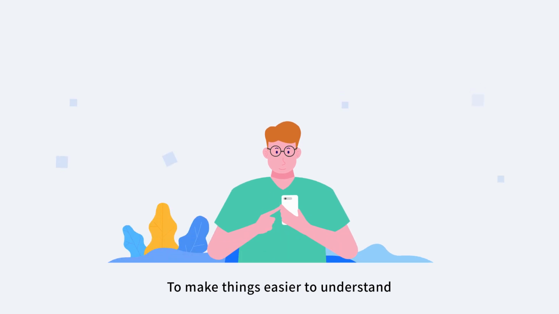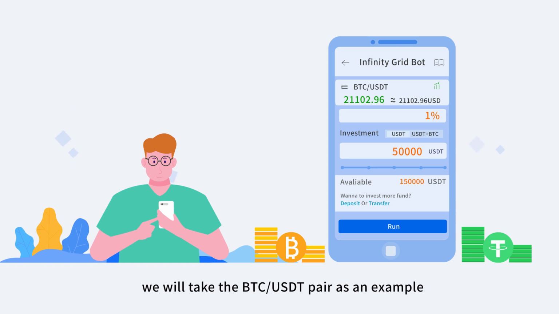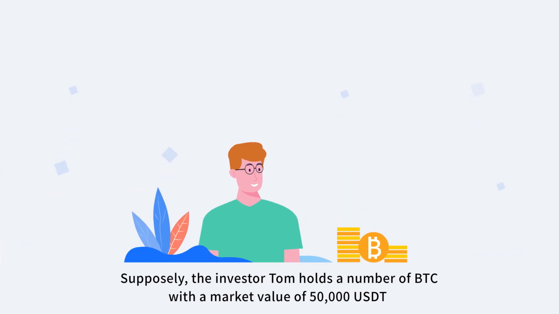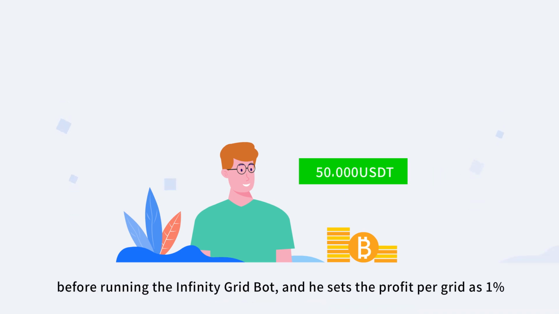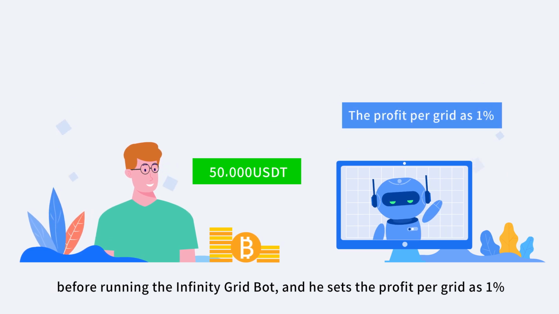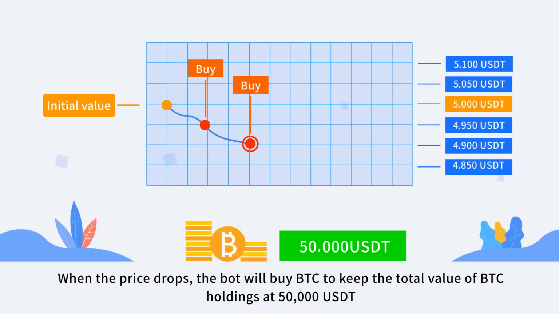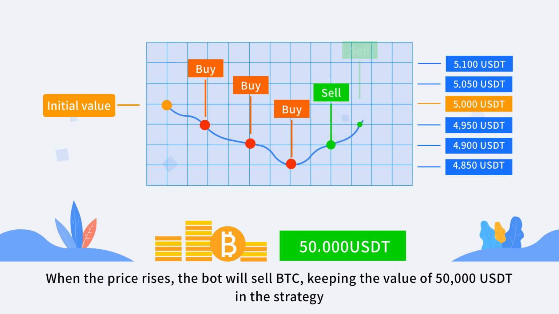To make things easier to understand, we will take the BTC-USDT pair as an example. Supposedly, the investor Tom holds a number of BTC with a market value of 50,000 USDT before running the Infinity Grid Bot, and he sets the profit per grid as 1%. When the price drops, the bot will buy BTC to keep the total value of BTC holdings at 50,000 USDT. When the price rises, the bot will sell BTC, keeping the value at 50,000 USDT in the strategy.